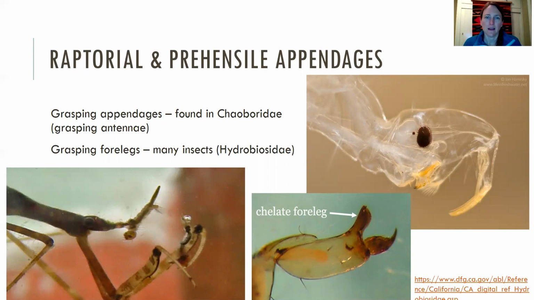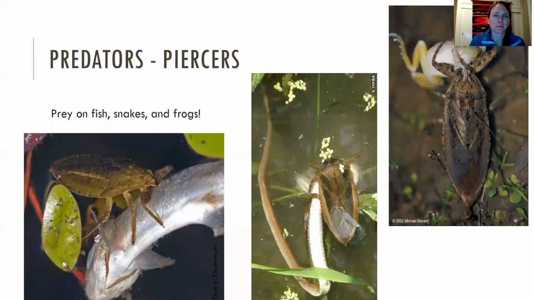So you can see that the Hydrobiosidae, which is a type of Trichopteran, has this chelate foreleg that allows it to pinch and grab things. Similarly, the water scorpion shown on the far left has these raptorial forelegs that it can grab things with. And right now you can see it's got its proboscis skewered all the way through a mosquito larva. Yeah, so some pretty scary predators in the underworld. All right.